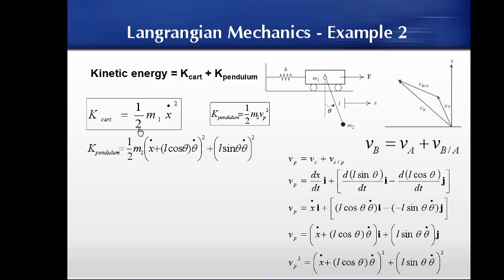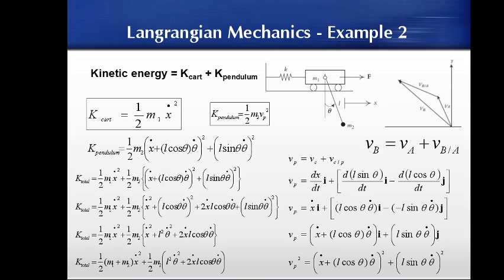Okay, this is a combined term, so this can be written as (a plus b) square. Okay, (a plus b) the whole square is equal to a square plus b square plus 2ab. So on expanding that, I am getting the total kinetic energy equal to K cart, that is half m1 x dot square, plus half m2 into the expression for Vp square.